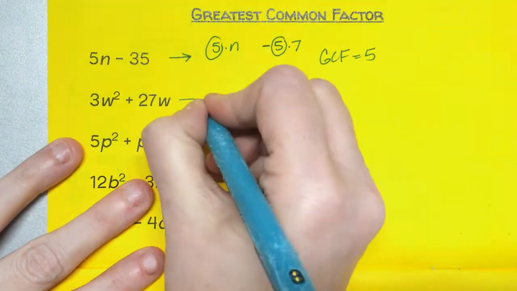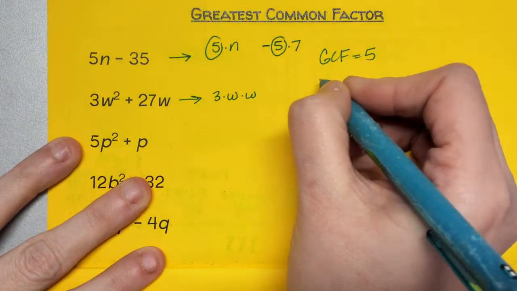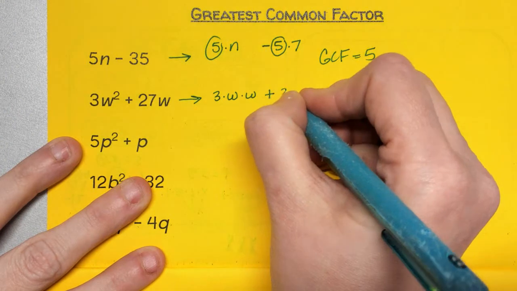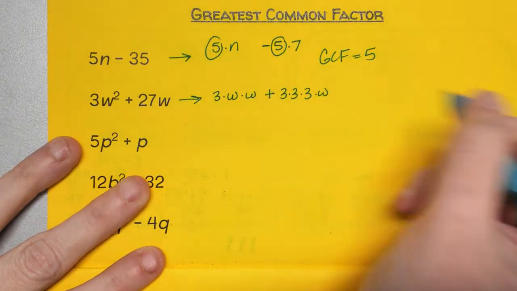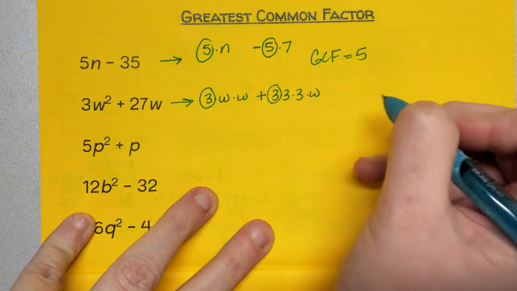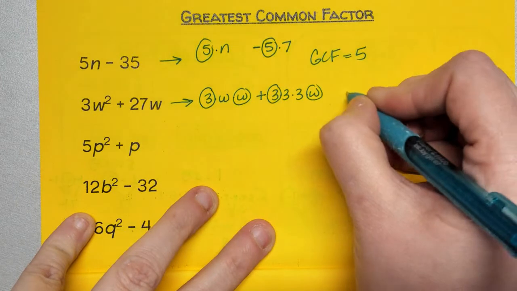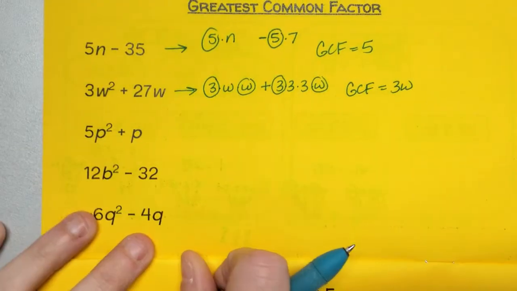Okay, let's expand this one. We have 3 times W times W plus 3 times 3 times 3 times W. Now you could have just put 3 times 9. Well, they have a 3 in common and they have a W in common. So my GCF is 3W.